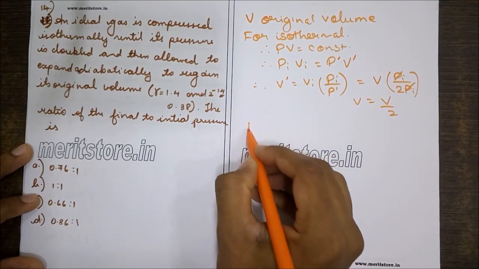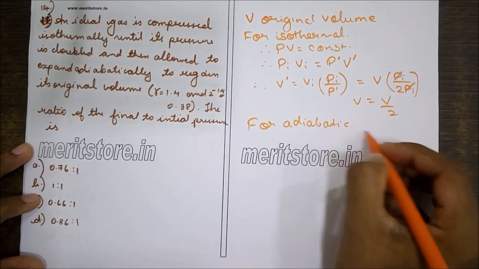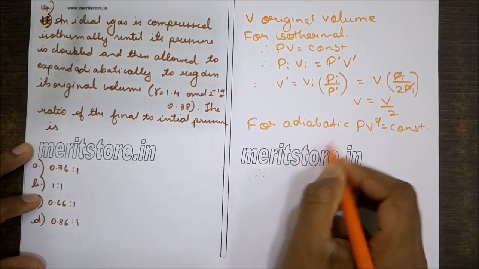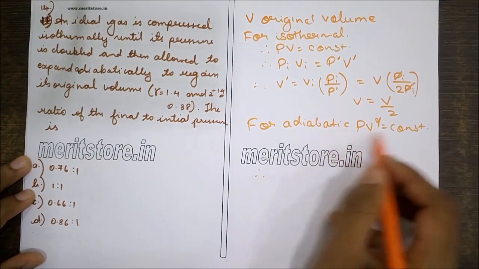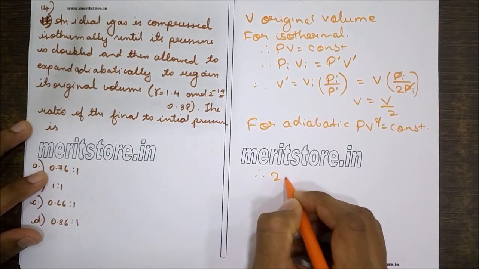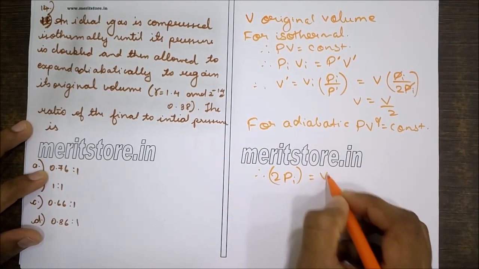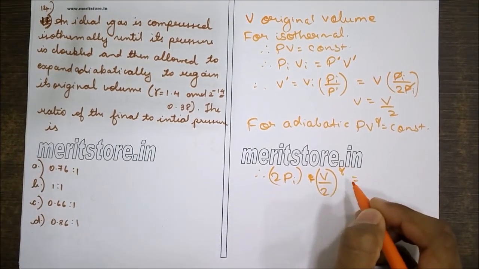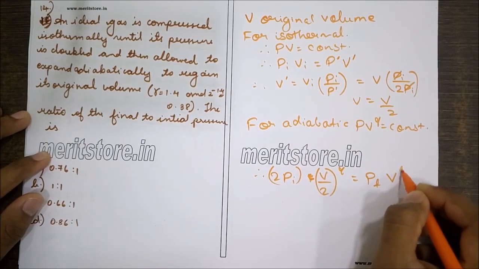And now for adiabatic expansion, for an adiabatic process, PV raised to gamma is equal to a constant. So now this intermediate pressure becomes the initial pressure for expansion. So therefore, 2 times the initial pressure times the intermediate volume V by 2 raised to gamma is equal to the final pressure times the final volume raised to gamma.